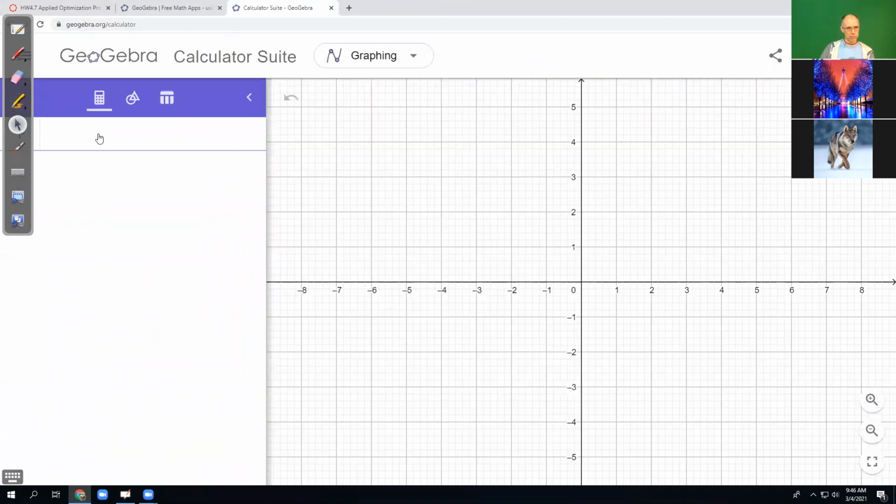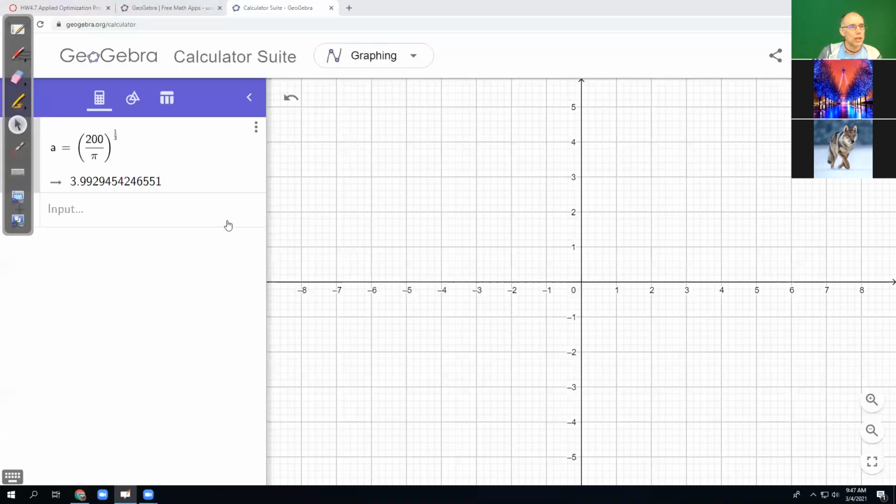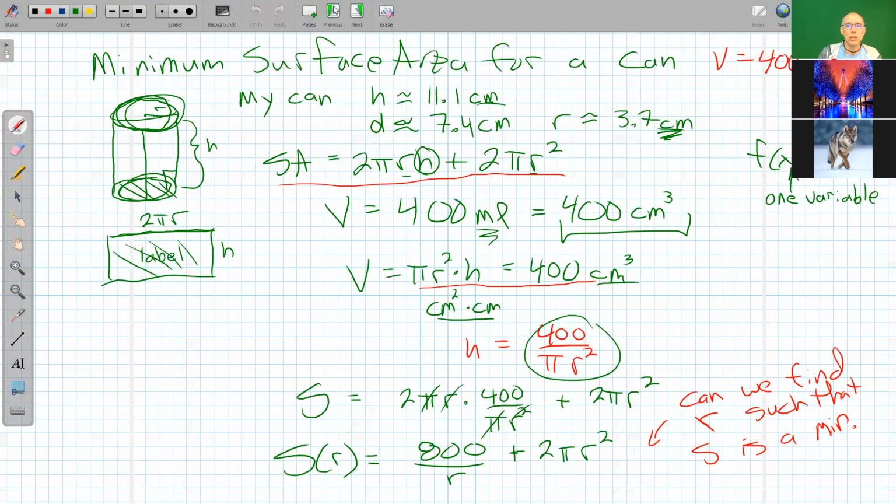First, I just want to figure out what those numbers are. So the r was the cube root. So I think I'll use parentheses in the 1/3 power. I know there's a cube root there somewhere. 200 over pi to the power 1/3. Write that correctly. 200 over pi to the power 1/3. Yep. So that's going to give me about almost 4 centimeters. And let's see, what was my can? My can was 3.7. Hey, that's almost 4.